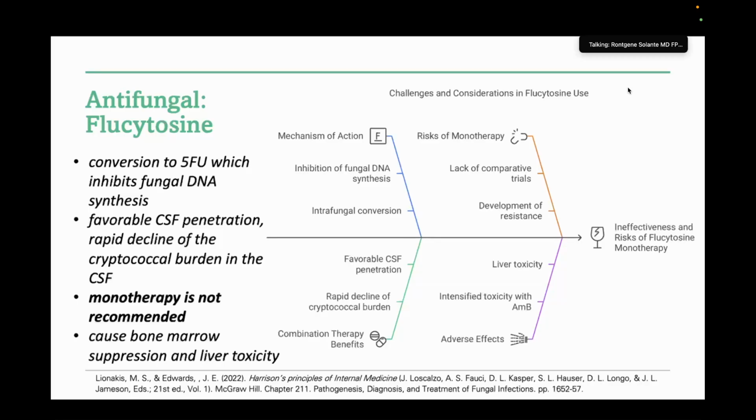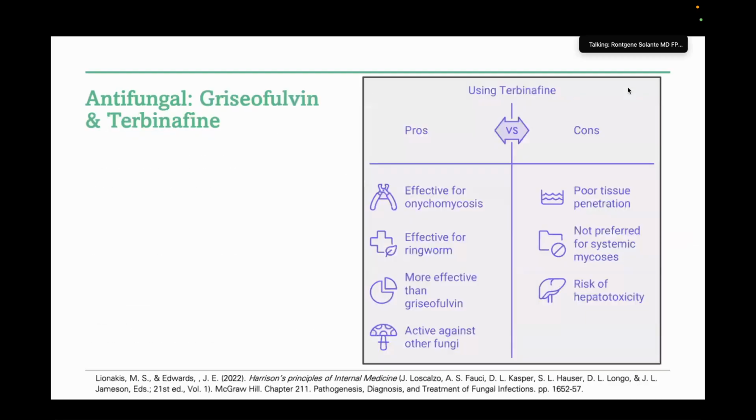meningitis. Yes, you have a drug that is very good in terms of CSF penetration, with rapid decline of the cryptococcal microorganism in the CSF. Because of its fungicidal activity, it can sterilize your CSF, but it should be given as a combination therapy. But on the other side, you cannot give it as monotherapy. You have to monitor the CBC because of bone marrow suppression and liver toxicity. So that's to balance only that when you will be giving this drug, you have to closely monitor the patient for adverse events.